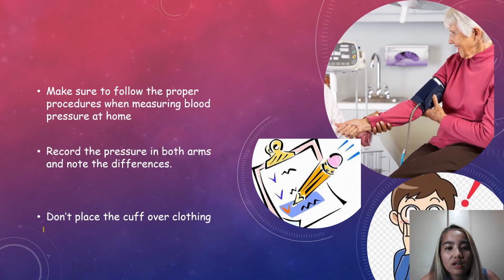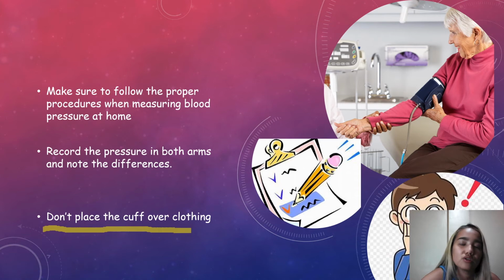Don't place the cuff over clothing, and also do not use too small a blood pressure cuff, because studies have shown that using too small a blood pressure cuff can cause a patient's systolic blood pressure measurement to increase by 10 to 40 mmHg. And also, bulky or bunched clothing can raise your measurements by as much as 40 mmHg.